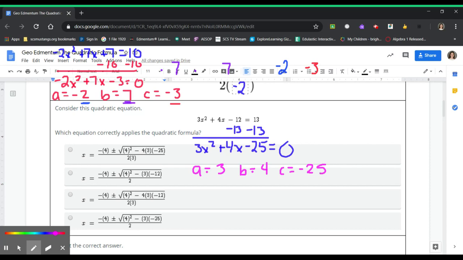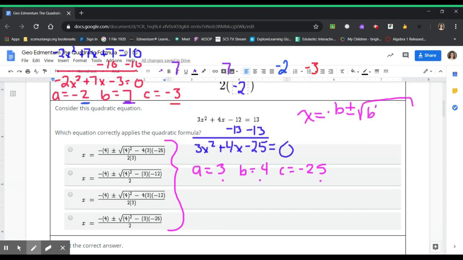So there's the A, B, and C values. So then you're going to take them and figure out which one of those 4 quadratic functions has substituted in these values that we figured out to be our A, B, and C. So thinking of the quadratic formula, x is going to be equal to the opposite of b plus or minus the square root of b squared minus 4ac all over 2 times a.